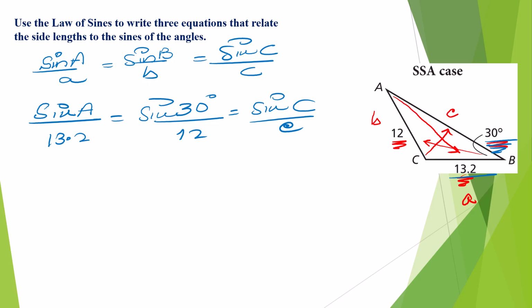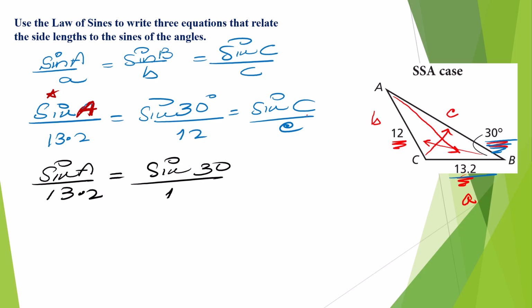Remember in maths, if I want to determine an unknown variable, it is very important that I know the other three things. Only one unknown variable should be unknown. Now here I have to find sine A over 13.2, so I need to find the missing angle A. For that purpose, of course, I cannot take the part sine C over c, because capital C is unknown and even small c is unknown. So I will take sine A over 13.2 with sine 30 over 12, because here I have only one unknown variable, that is A.